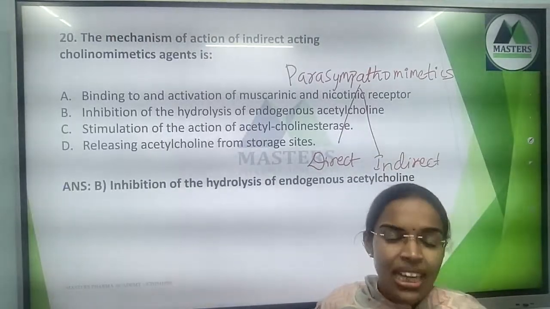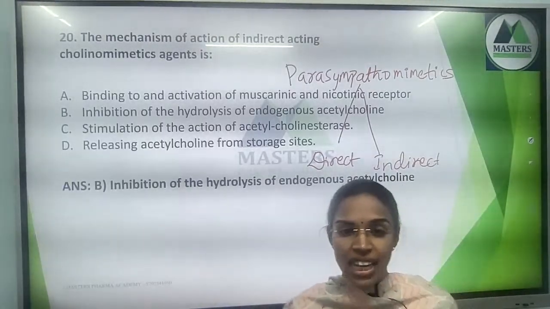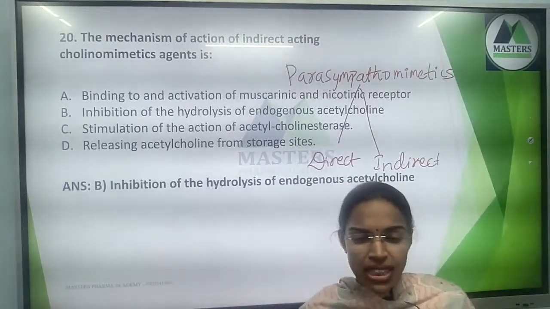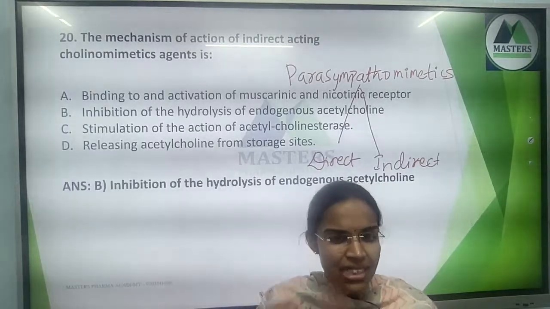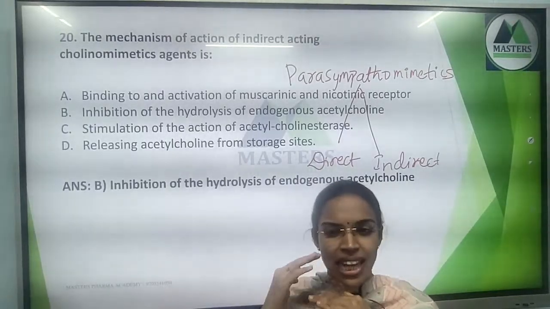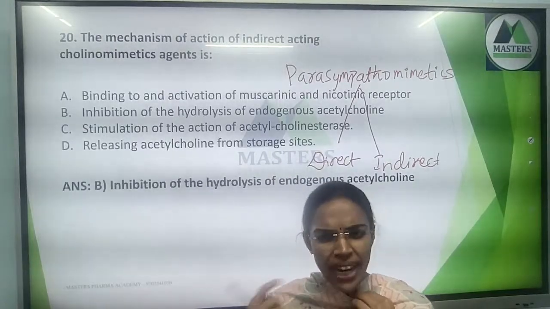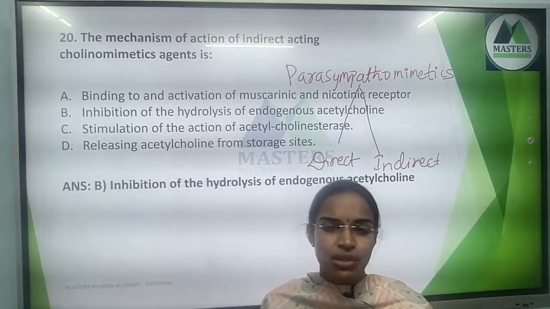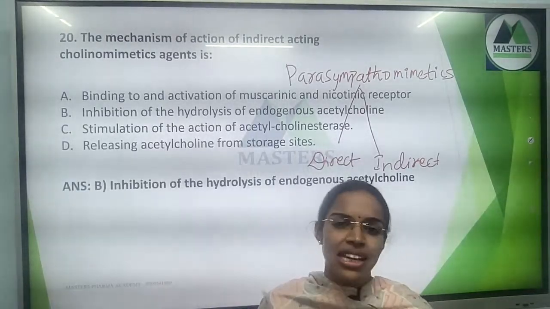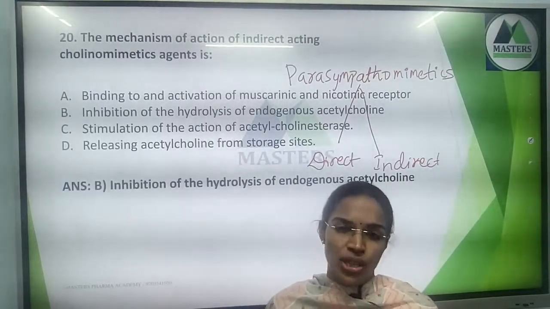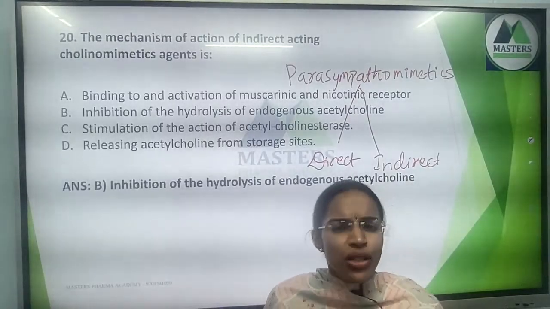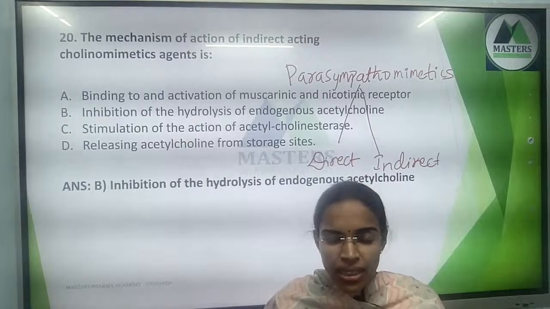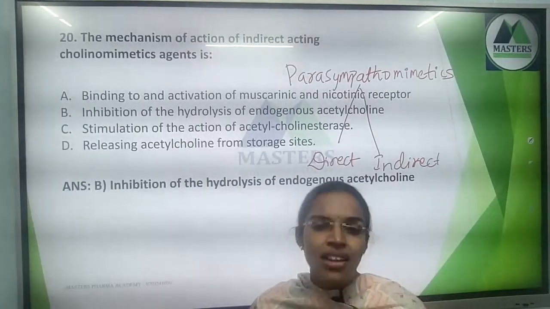And the right answer is that it inhibits the hydrolysis of endogenous acetylcholine. When acetylcholine in circulation is hydrolyzed, its action is stopped; it breaks down. These indirectly acting cholinomimetics enhance the action of acetylcholine. How do they support it? They act by inhibiting, preventing the hydrolysis of acetylcholine, and thereby they mimic the cholinomimetic action.